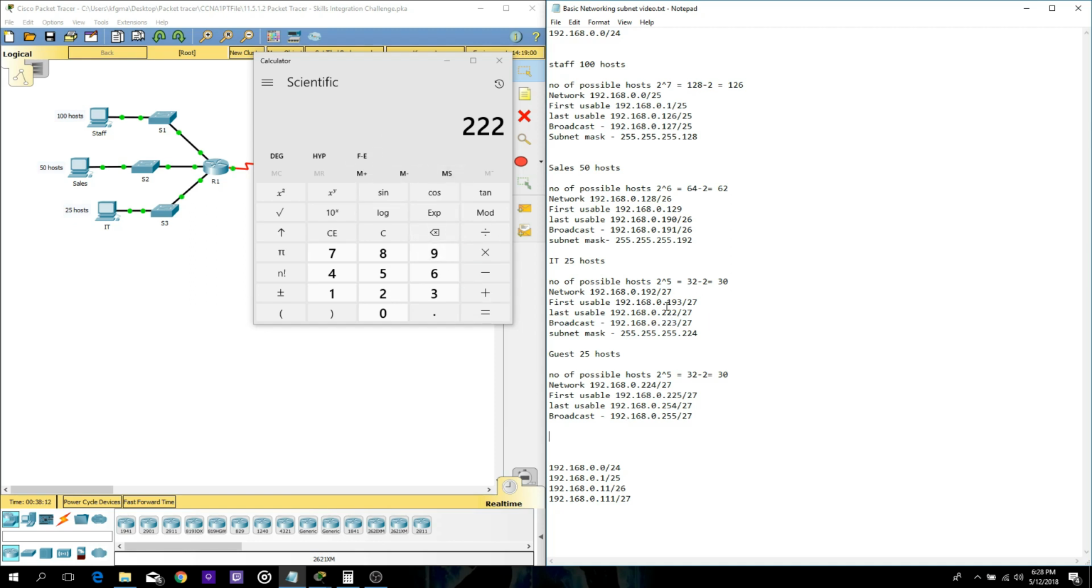So a slash 27 again. We already know that each octet is 8 bits, so 3 octets with 255, 255, 255 is 24. Then 25, 26, 27. So it'll be 128 plus 64 plus 32, which gives you 224.